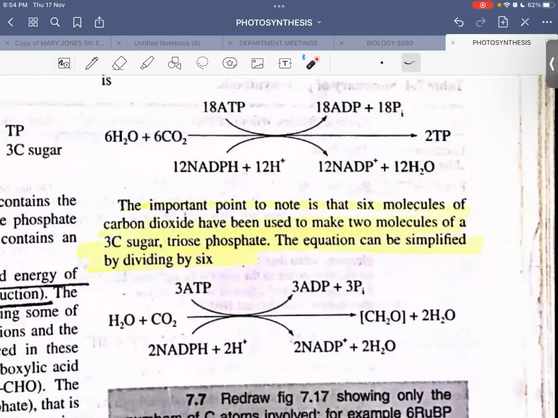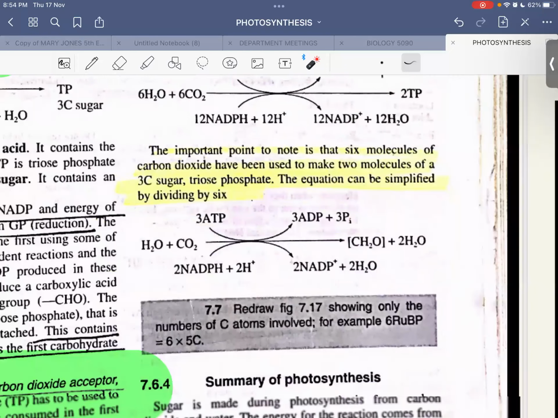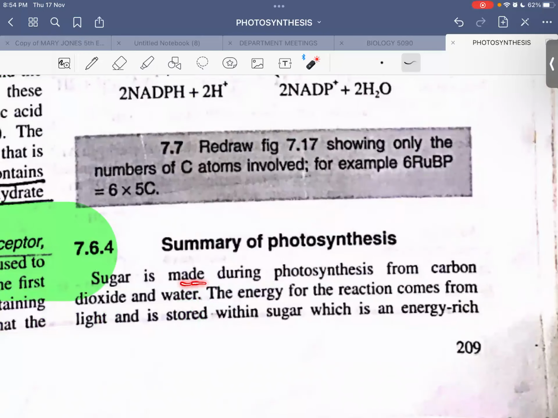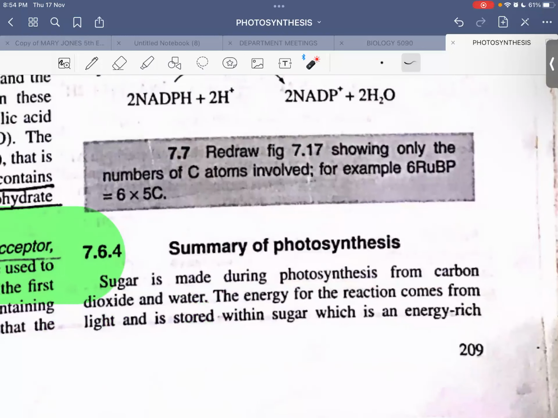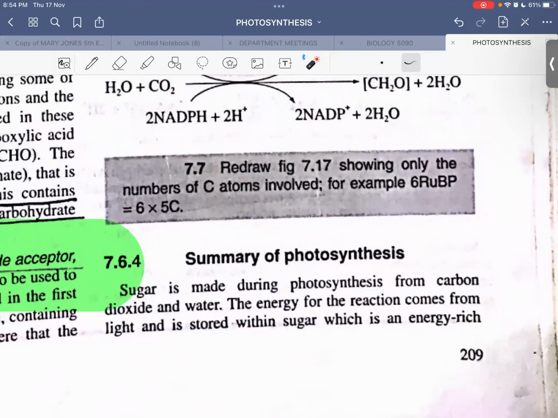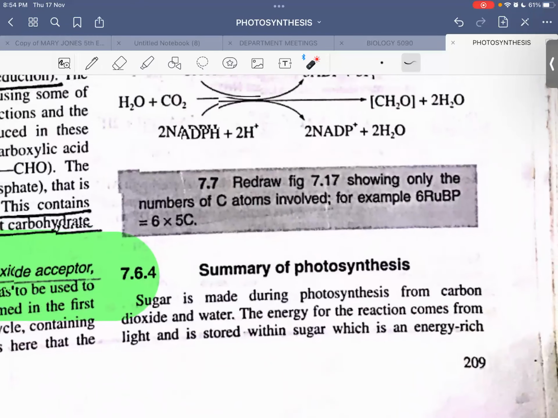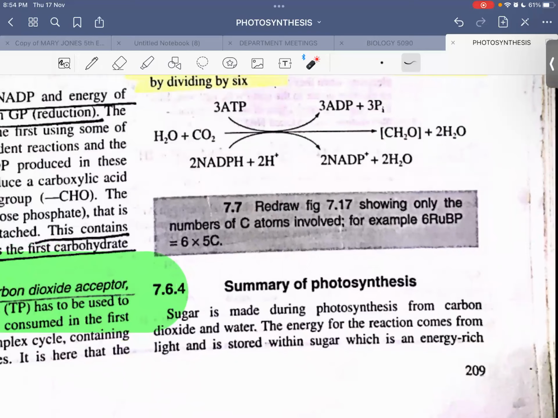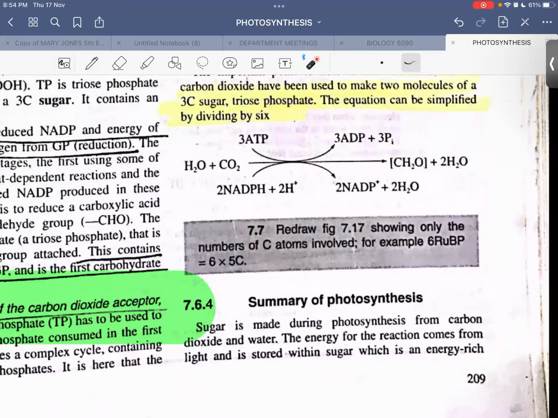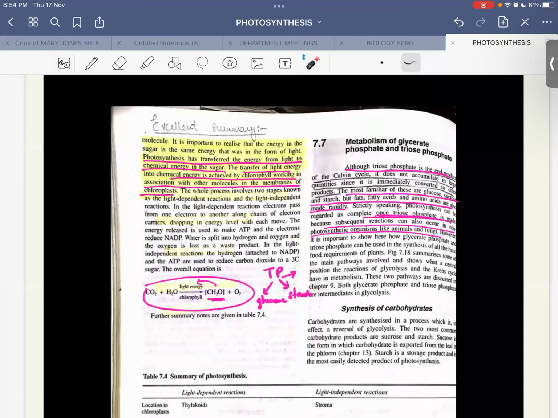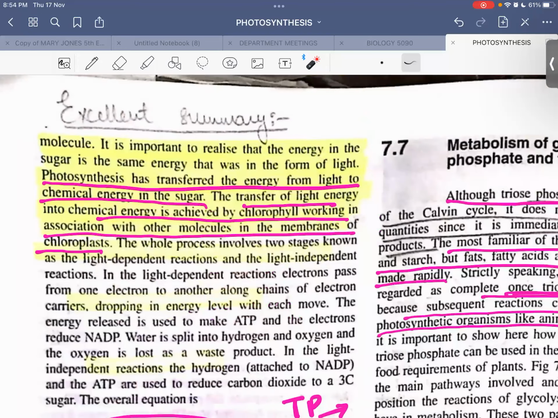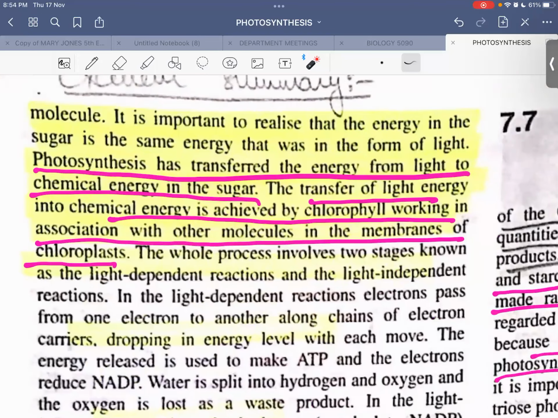अच्छा, अब नाउ लेट्स सी द समरी ऑफ फोटोसिंथेसिस। Sugar is made during photosynthesis from carbon dioxide and water. The energy of the reaction comes from light, ठीक है, ये अब समरी है पूरा शुरू से लेकर आखिर तक। And this energy is stored within the sugar, which is an energy rich molecule. I'm reading from the SOPR, इसलिए मैंने ऊपर लिखा हुआ है excellent summary.